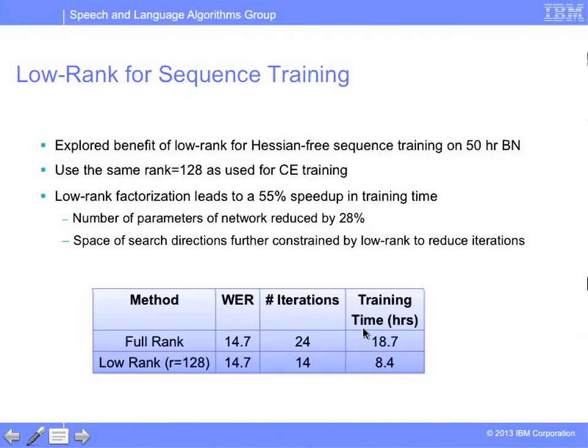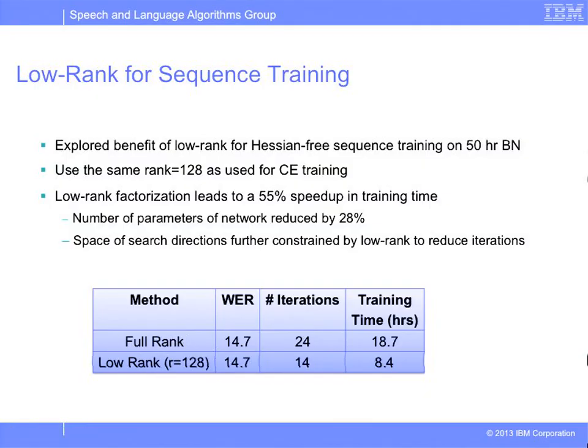And this was computed on, I think, 12 machines that were reserved, so no other jobs came onto the machines at this time. We know already that with low rank we can reduce the number of parameters of the network by 28%. But what we also find is that on 12 machines, this is for cross-entropy or sequence? This is sequence training. Yeah, so this is parallelized.